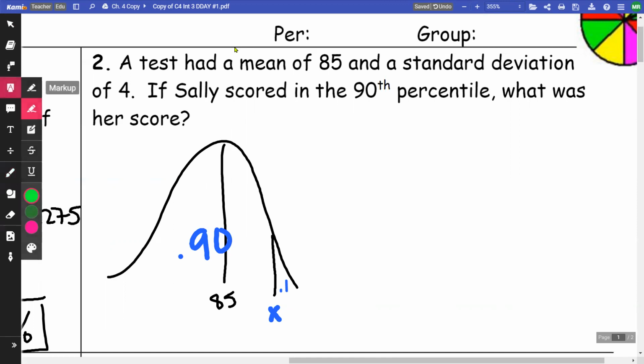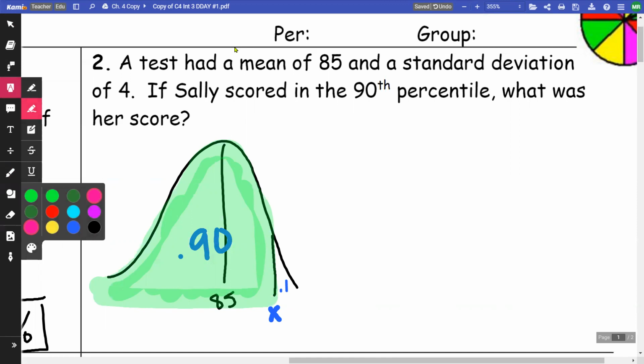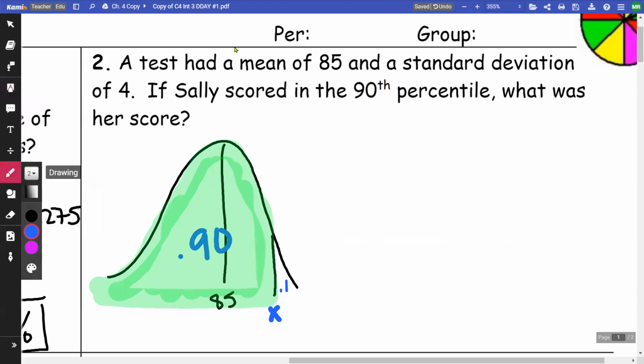Okay. So when we do this, which is an inverse norm, we're looking for the value that gave us a particular area, or percent, but a percent is this area. We're always starting from negative infinity to that value. So even if they had asked for what would make her be in the top 10, I still have to look up the 0.9. That's what my calculator is going to compute.